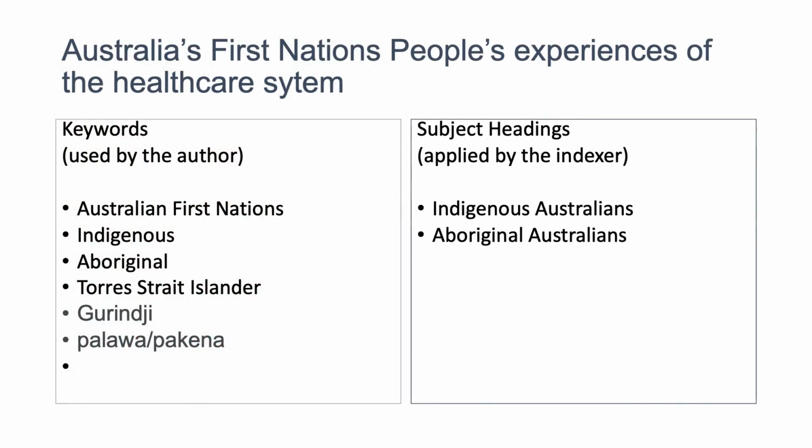When you put keyword searching and subject term searching together, you have quite a powerful system for finding what you need, because the combination of the two increases both the comprehensiveness and the precision of your search. If I use Indigenous Australians or Aboriginal Australians as subject terms in my search, I make sure that I've included all the articles in the database that have been tagged with those terms. Then I can add more specific keywords to narrow my search in different ways if I need to.